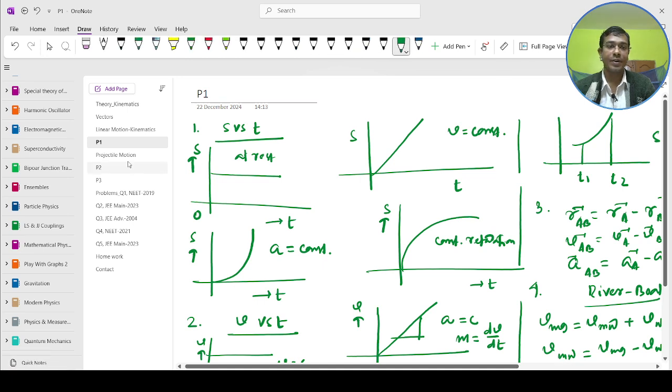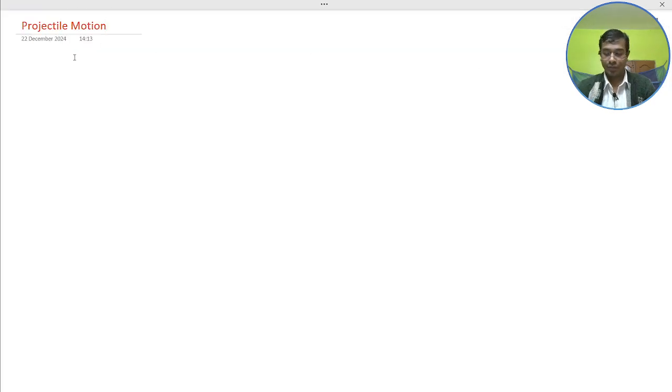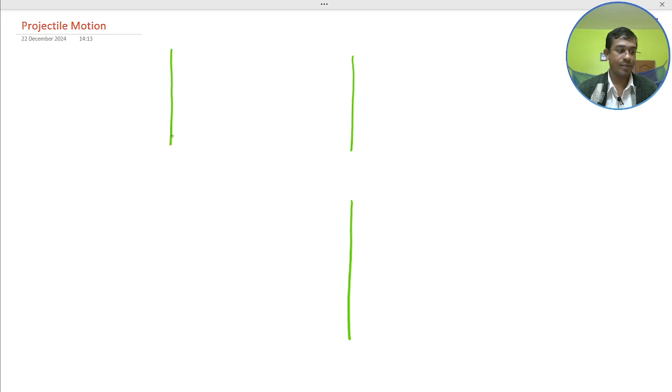So the third one, the most important, is projectile motion. For projectile motion, suppose this is a projectile, as in the drawn figure.